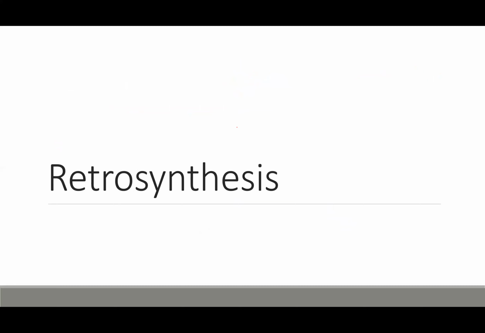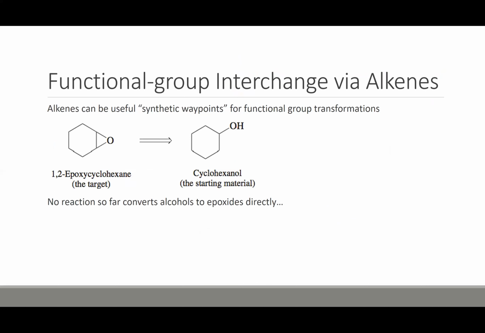Now let's talk a little bit about retrosynthesis. You're going to be seeing retrosynthesis more and more as you delve further into organic. And now is a good time, now that we've talked about multiple reactions, to bring up the topic. Retrosynthesis in general is a way to do multiple steps using reactions we've talked about to get from a starting material and generate a target. Alkenes in particular, double bonds, are really useful as synthetic waypoints for other functional group transformations.